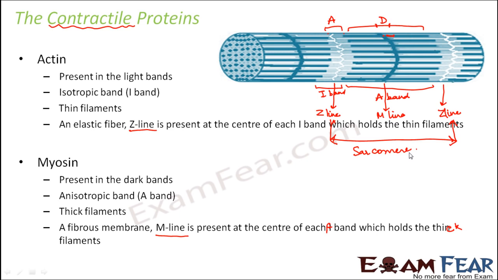When we study the process of contraction, we will see that as the sarcomere contracts, the muscle contracts and it causes the bones to move, thereby causing a movement. So the sarcomere is the basic functional unit. In order to contract the muscle, you will have to contract the sarcomere. That means you will have to bring the Z lines closer to each other. That would be our aim when we talk about muscle contraction.